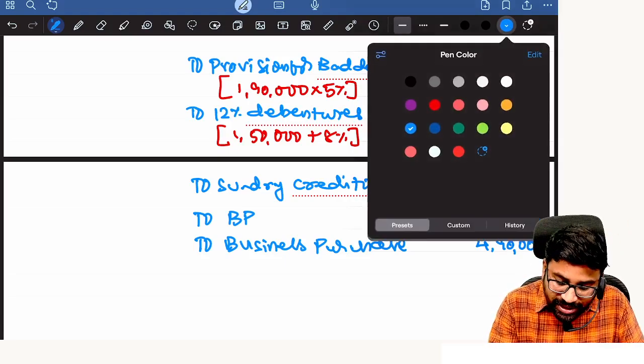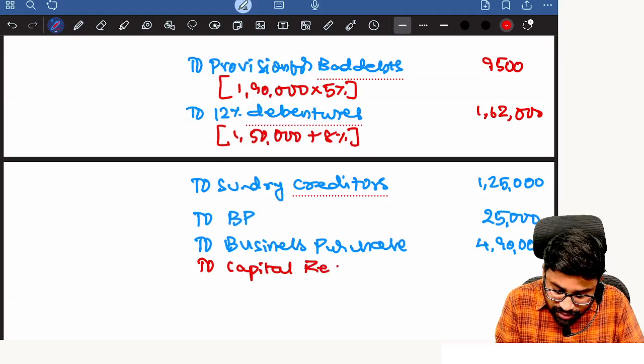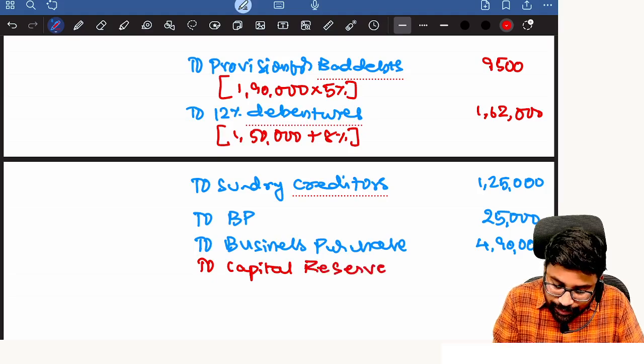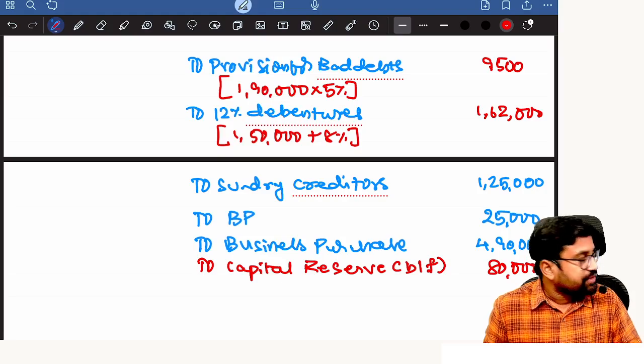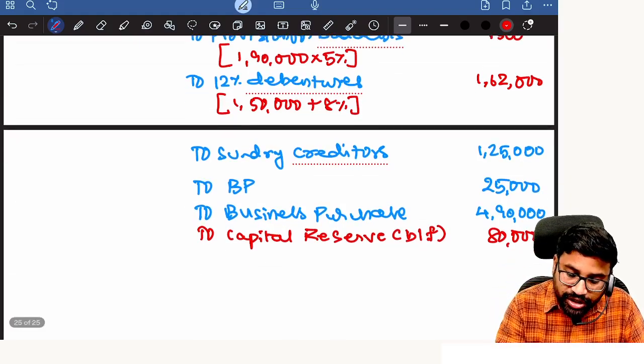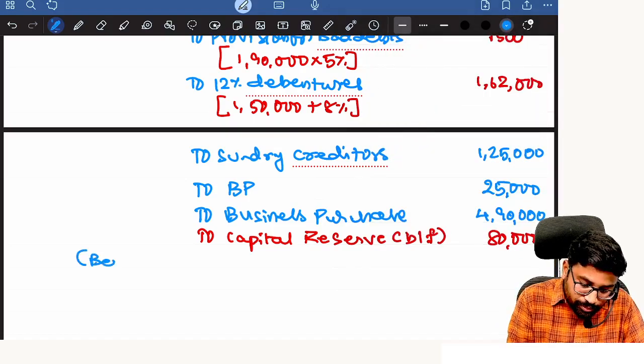The profit will be transferred to capital reserve. So on the credit side you write capital reserve 80,000, the balancing figure. Balancing figure. Important entry. Please concentrate. Please learn it properly.